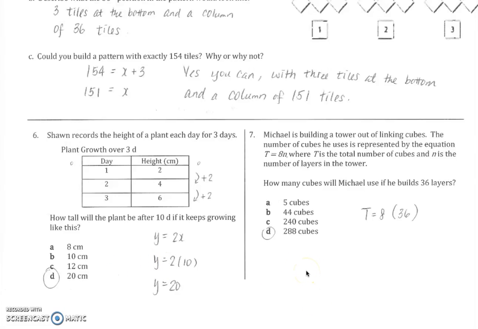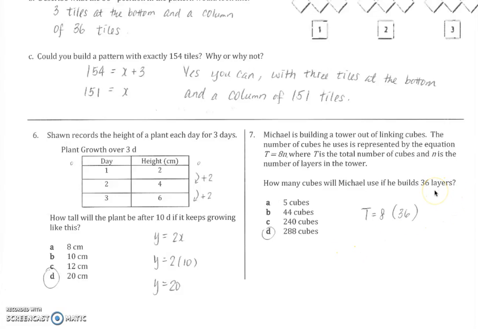Michael is building a tower out of Lincoln cubes. The number of cubes he uses is represented by the equation T equals 8n, where T is the total number of cubes and n is the number of layers in the tower. How many cubes will Michael use if he builds 36 layers?